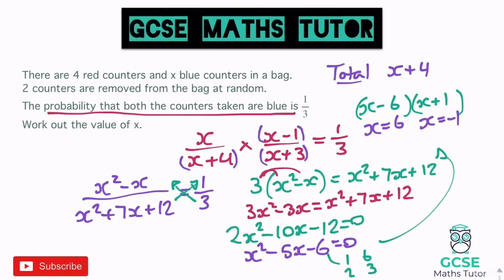So what does this mean in terms of the question? Now it said work out the value of x. This is what we've been doing here, working out the value of x. And x there is the amount of blue counters. Now there can't be -1 blue counters, can there? But there can be 6 blue counters. So it has to be the positive value there. x would have to equal 6 as our final answer, because we can't have -1 blue counters. So just something to be thinking about there. Right, there we go. And that's the end of probability.